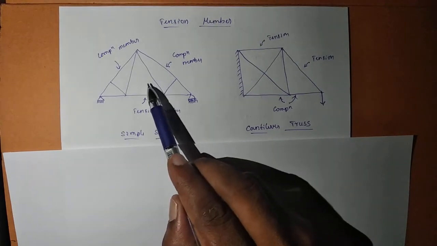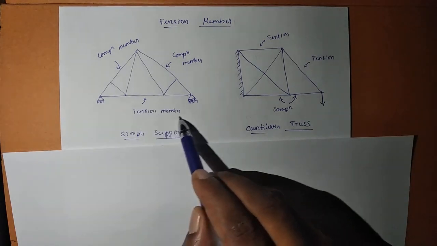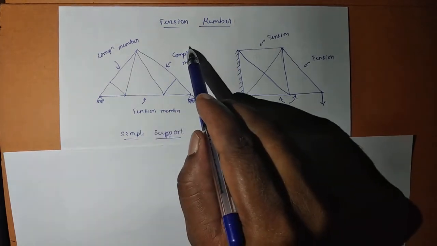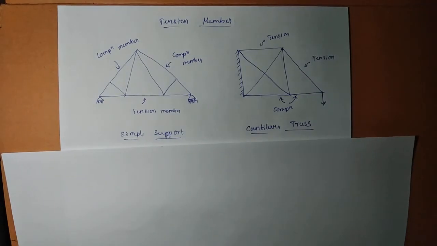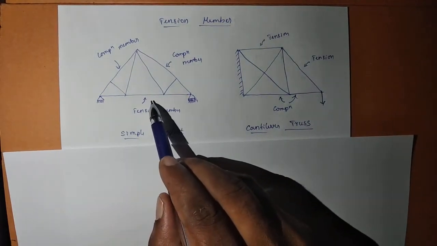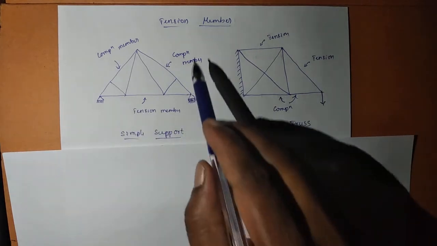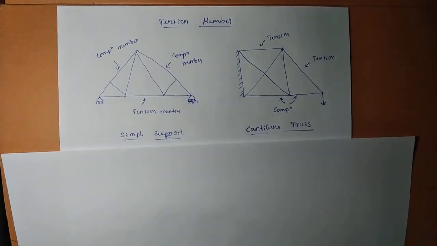Suppose the truss is subjected to any gravity load. The bottom portion of the member will be subjected to tensile forces and the top portion of the truss will be subjected to compressive forces. In that case, the bottom portion of the truss should be designed as a tension member and the top portion of the member will be designed as a compression member.